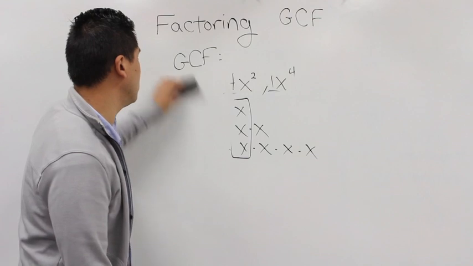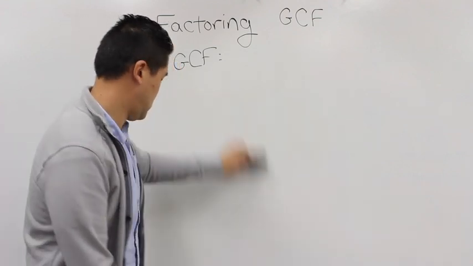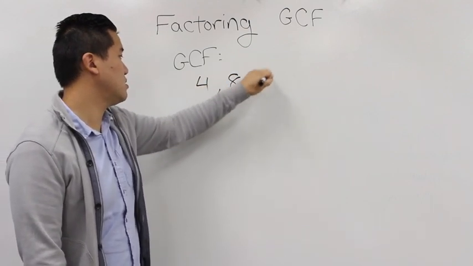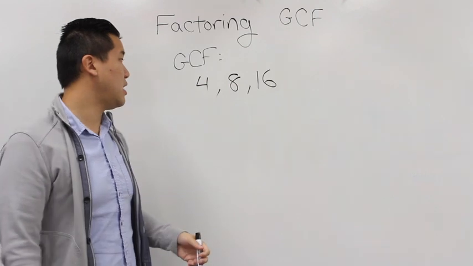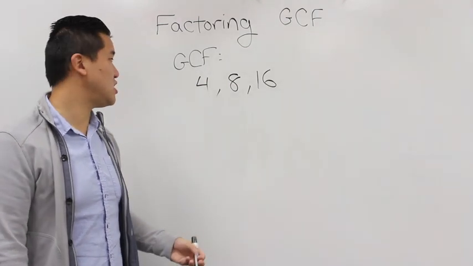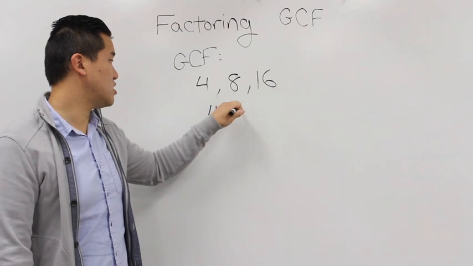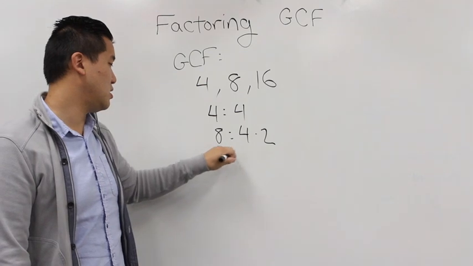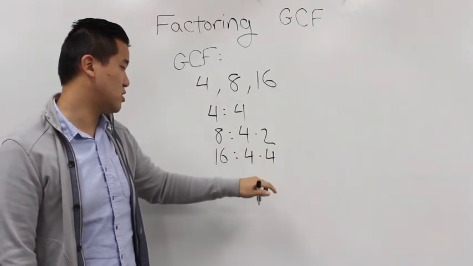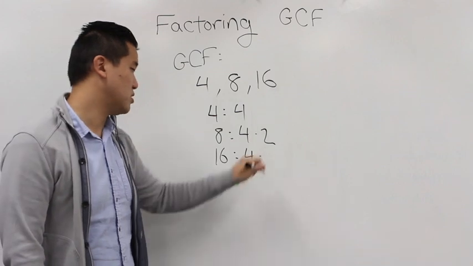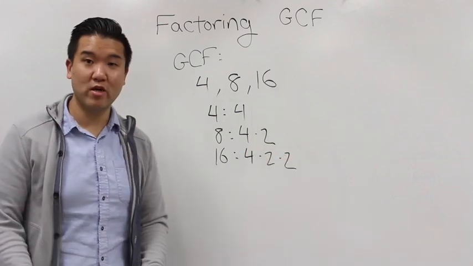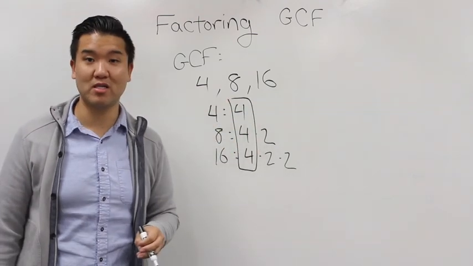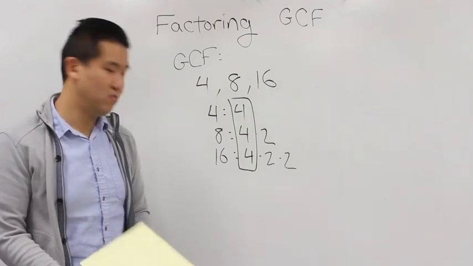Okay, let's try a couple more problems. Let's just do numbers, strictly stick with numbers. If I have 4, 8, and 16, what is my GCF? Well, 4 is just 4. 8 is 4 times 2. 16 is 4 times 4, or we could say 4 times 2 times 2. I'll break this up. So what is my greatest common factor? It's going to be this 4. They all have a 4 in common. That's the biggest one. So 4 is my GCF.